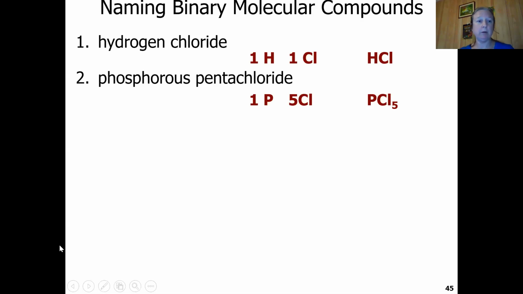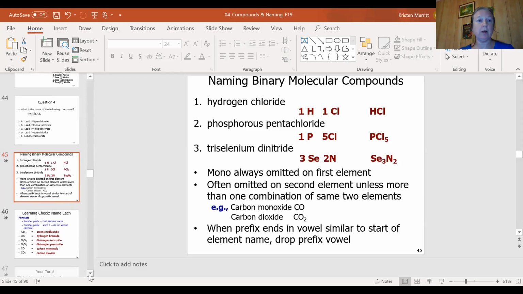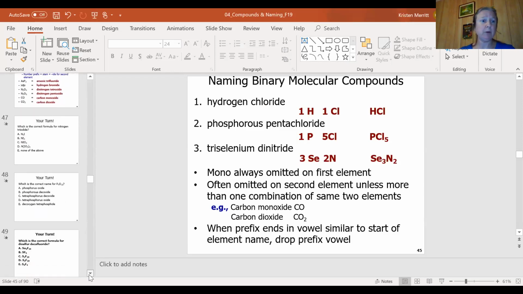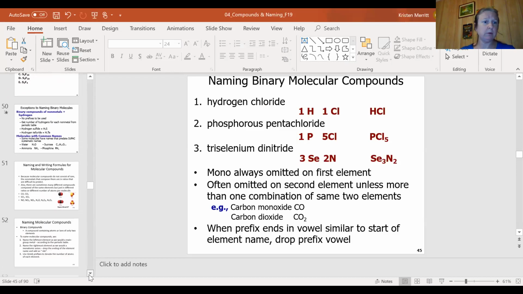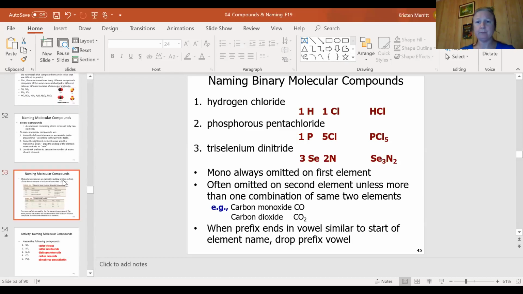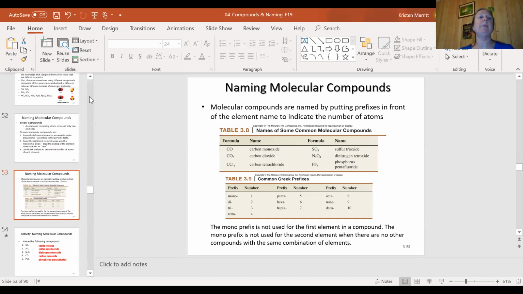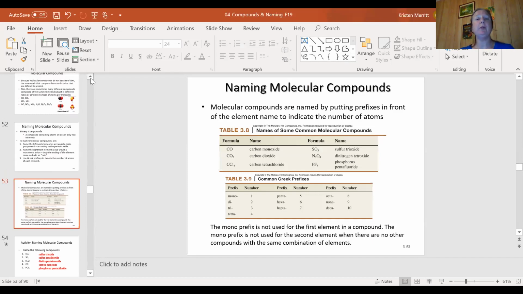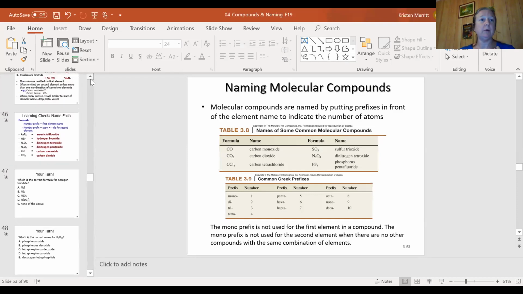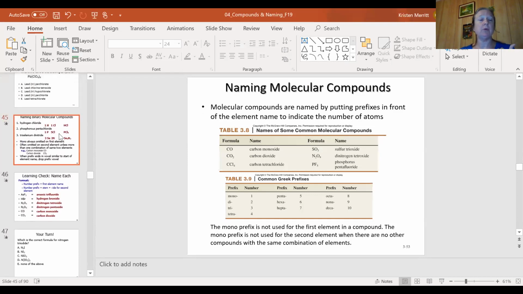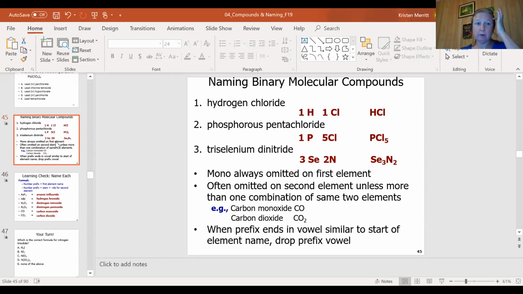Go back here a minute. So you have to memorize the, and I'm looking for the rules. There we go. Okay, so you have to memorize the prefix for each of the numbers, 1, 2, 3, 4, 5, 6, 7.